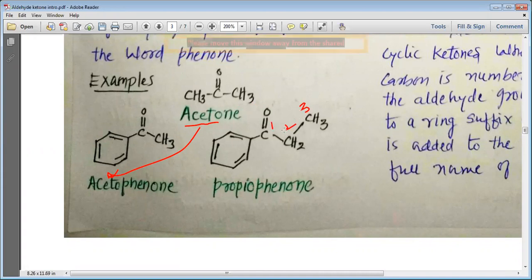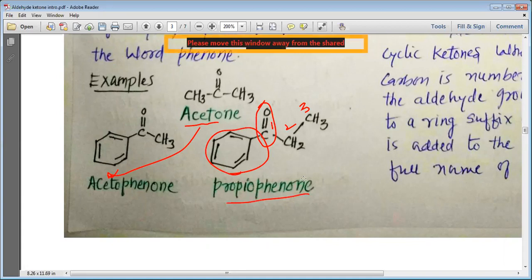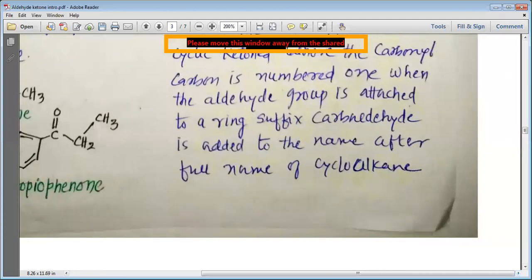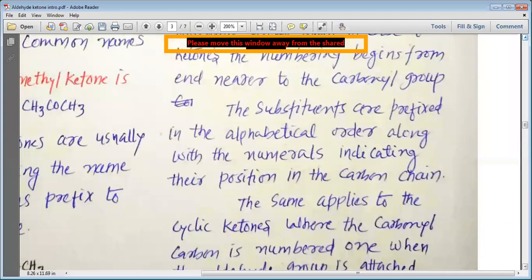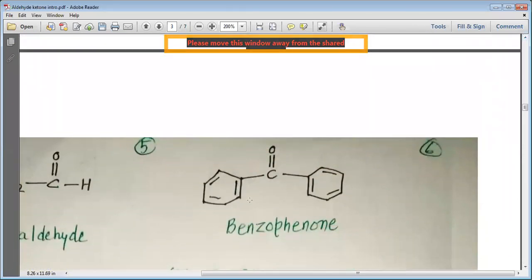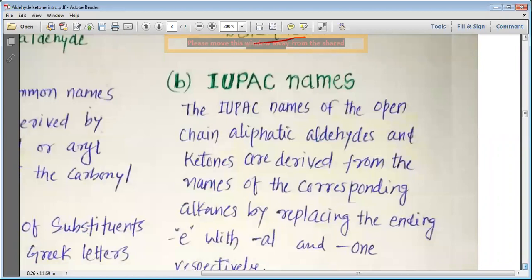3 carbon represents propane, and then it is again a phenyl group, and this is the carbonyl group, so it is propiophenone. This is how, my dear students, we understand acetophenone and propiophenone very easily. Now, my dear students, we have a few more. This is known as benzophenone. On both sides of the carbonyl group, we have a phenyl group, and it is known as benzophenone.